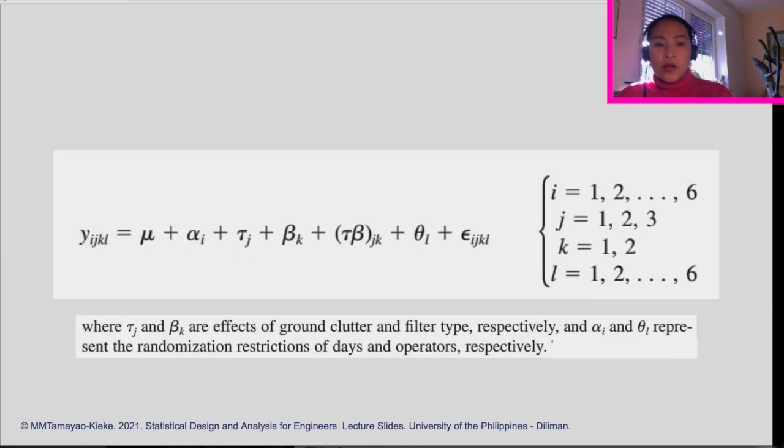Okay, and the model or the ANOVA equation will look like this. So y ijkl is equal to mu plus alpha i plus tau j plus beta k plus tau beta jk plus delta l plus epsilon ijkl, where tau j and beta k are effects of ground clutter and filter type respectively, and alpha i and delta l represent the randomization restrictions of days and operators respectively.